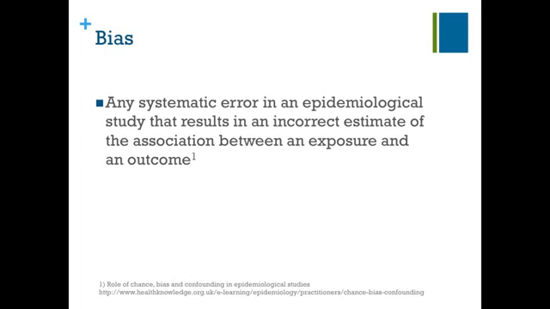Bias is any systematic error in an epidemiological study that results in an incorrect estimate of the association between an exposure and an outcome. Key ideas here are that it is a systematic error and an incorrect estimate. Please note that bias in the epidemiology sense does not necessarily involve a preconceived or prejudiced notion of what ought to be so in a study, as you might use the word bias in other contexts.